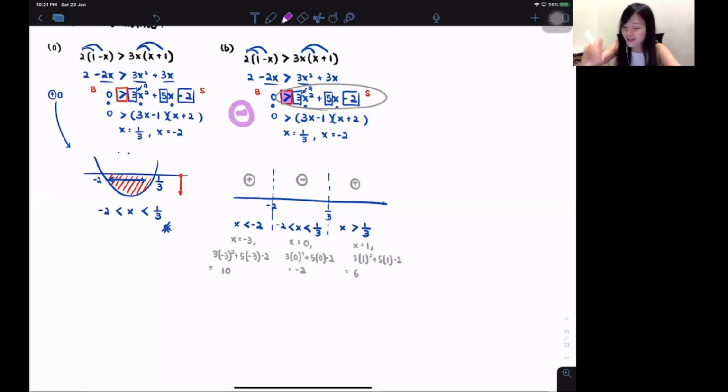I look at the sign, negative sign. So isn't it that part should be the answer? If it's on this part, then you know the answer will be -2 smaller than x, smaller than 1/3. Ta-da! That is the answer. Same with the first method, yes, it is the same.